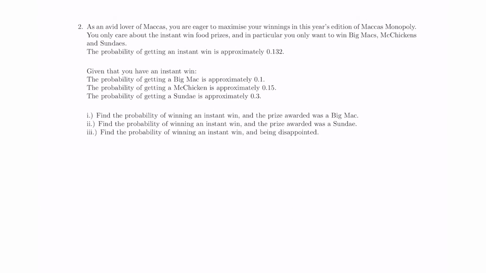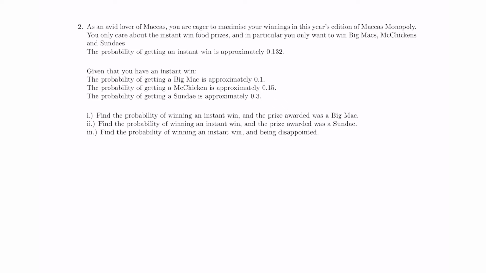All right, let's look at my second question here. As an avid lover of Macca's, you're eager to maximize your winnings in this year's edition of Macca's Monopoly. You only care about the instant win food prizes, and in particular, you only want to win Big Macs, McChickens, and Sundaes. Now, the probability of getting an instant win is approximately 0.132. So given that you have an instant win, the probability of getting a Big Mac is approximately 0.1. The probability of getting a McChicken is approximately 0.15, and the probability of getting a Sundae is approximately 0.3.